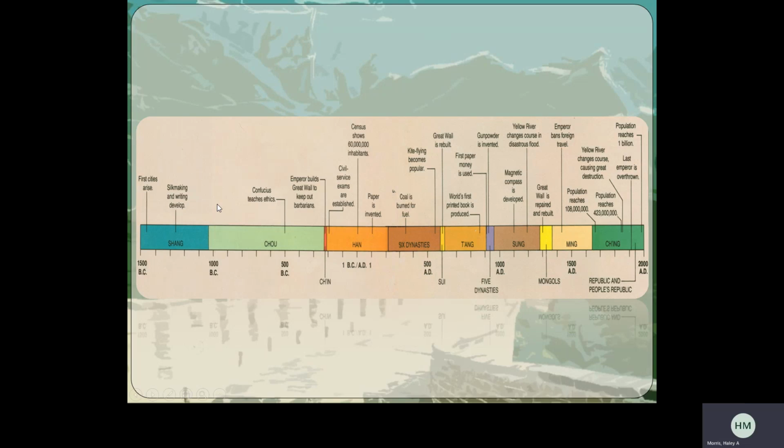So this is just a little timeline of the dynasties in China. It's not in your notes anywhere, but it's just there for reference so that you can kind of see the different dynasties. And the ones that we focus on really are these first few right here. So I'm going to go ahead and move forward.